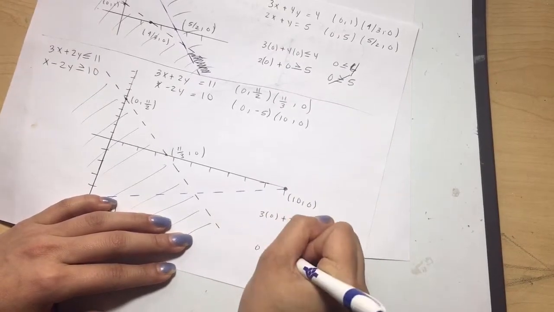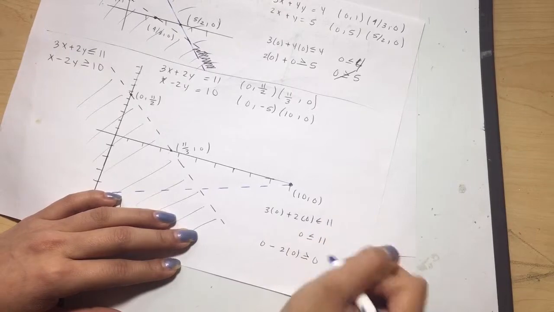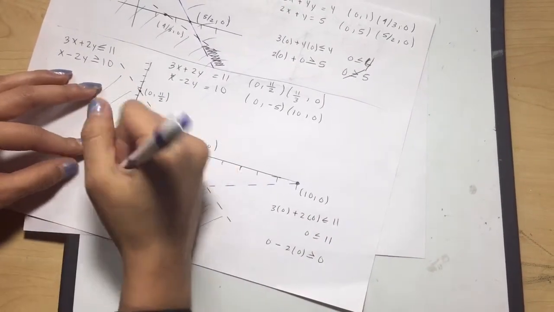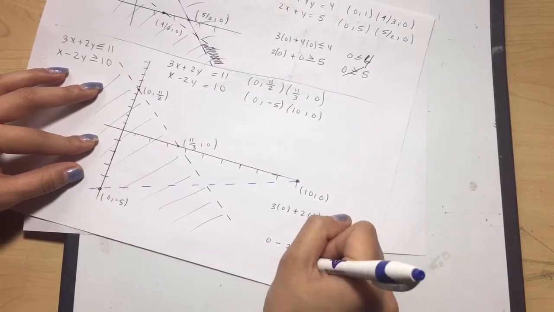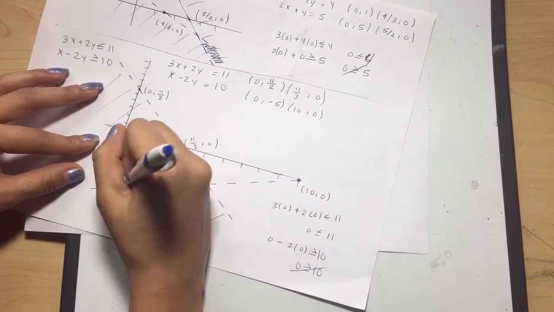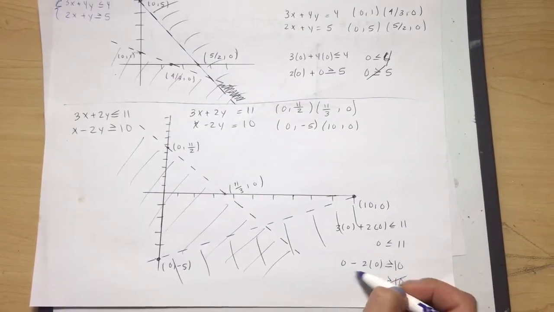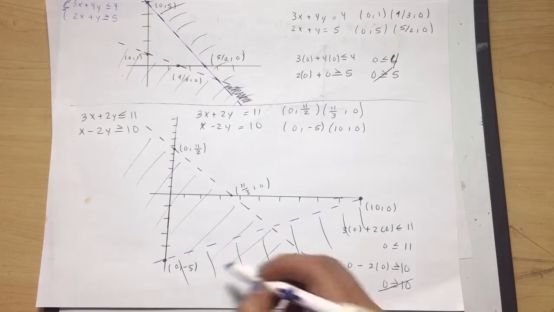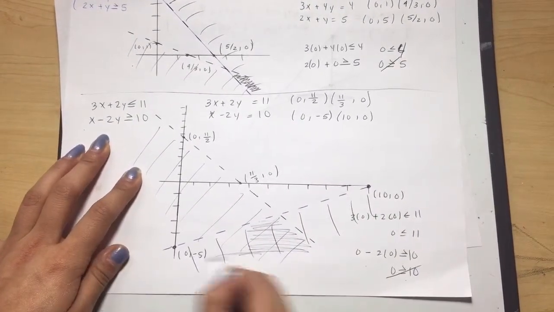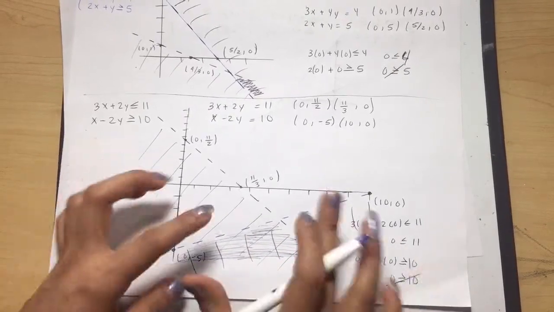As for the other one, that doesn't apply, so, 10, sorry. It goes the other way. So you see that 0 is not greater than 10, so you shade the other part, and you see that this area is a satisfying area for both graphs.